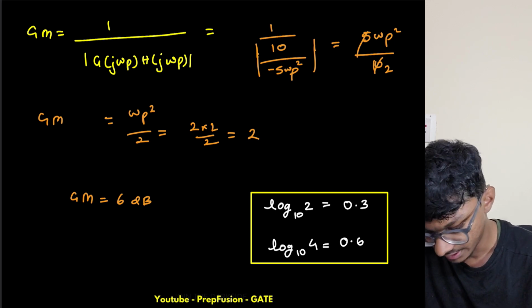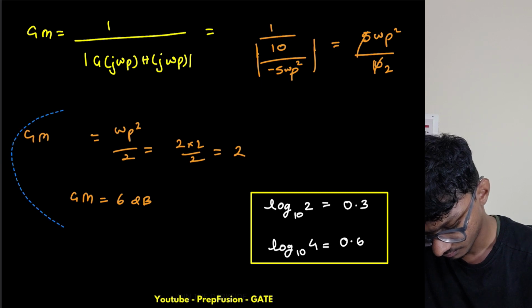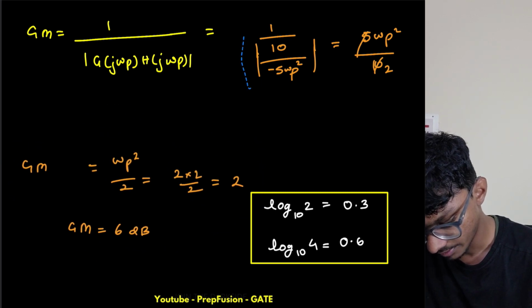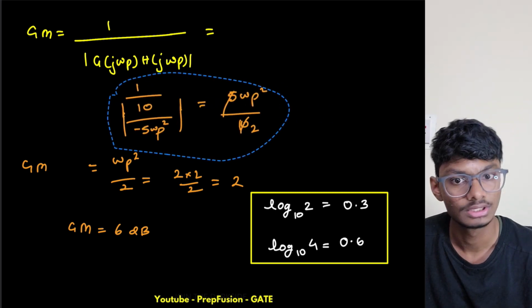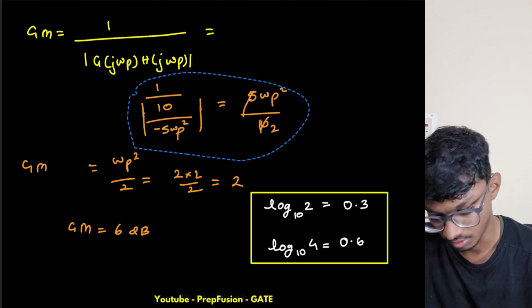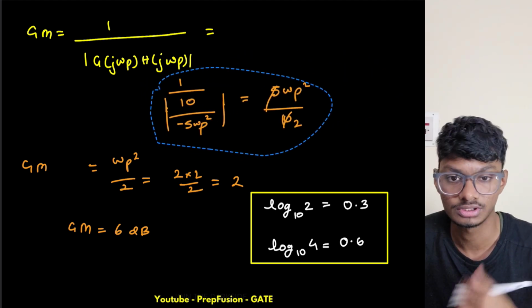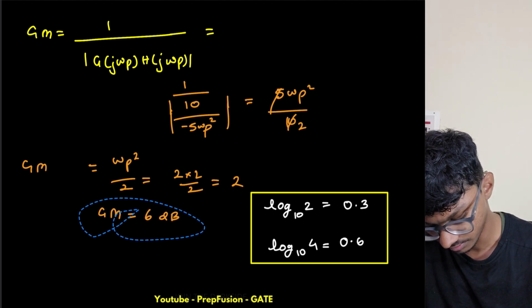One thing I should write here is that only my real component will exist at omega p. That's why I can do this simply, else I have to use that formula of total magnitude. I'm not using it, I'm using the shortcut. I'm explaining you all the methods. So let me reduce the size.